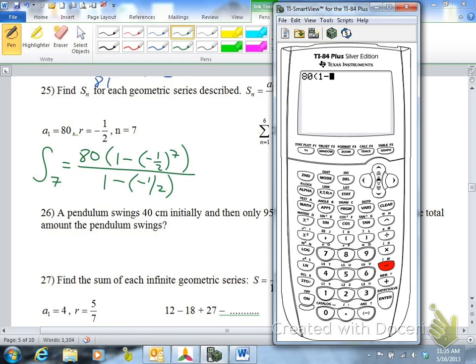1 minus parenthesis negative half raised to the 7th. So that's the numerator. Divided by, and if you can, in your head, it's good to simplify this rather than having it use all the parentheses. So it's 1.5. 5375.